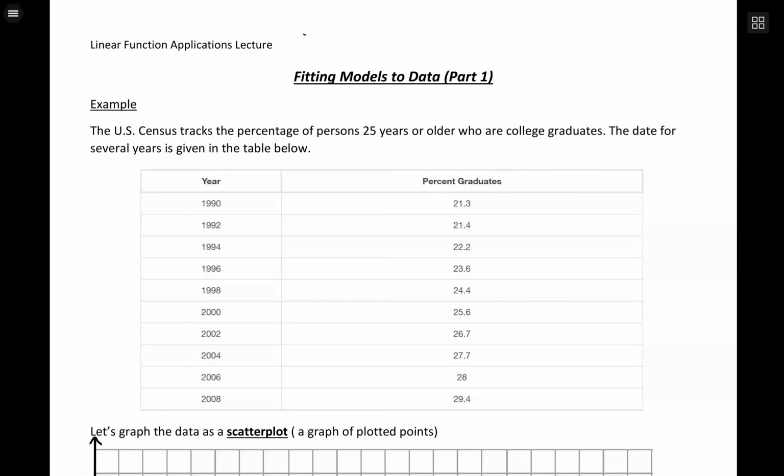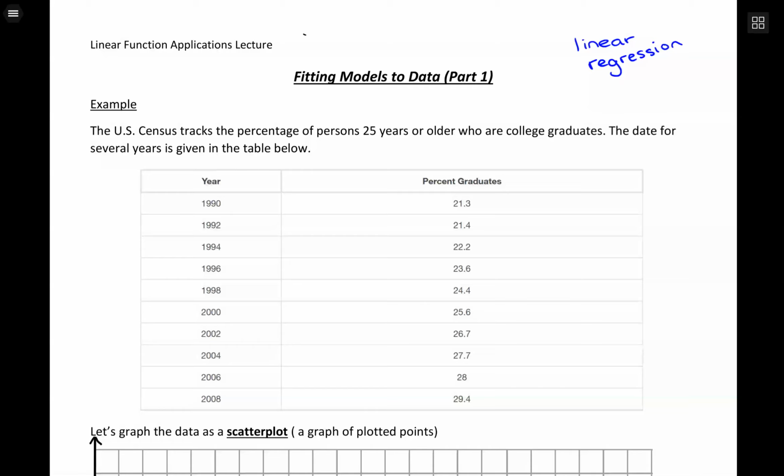Something that we can do is work with data and fit a linear model to that data. This is called linear regression. And if you've taken statistics courses before, you may have seen this already. But what we'll do is talk about how to do it without technology, and then in the next video I'll show you how to use Desmos to get some exact values. But in this video we'll just do estimations.